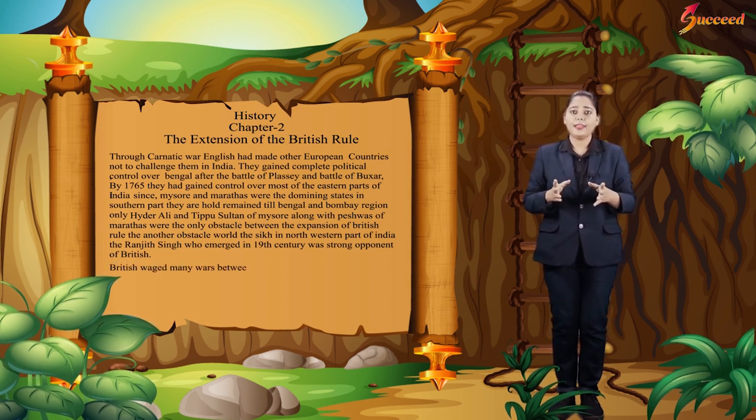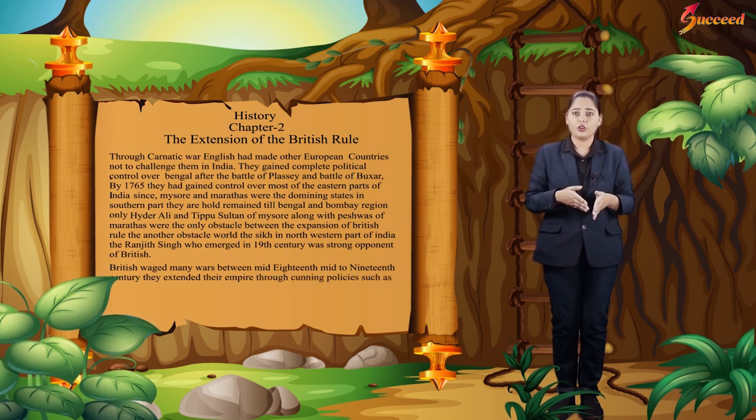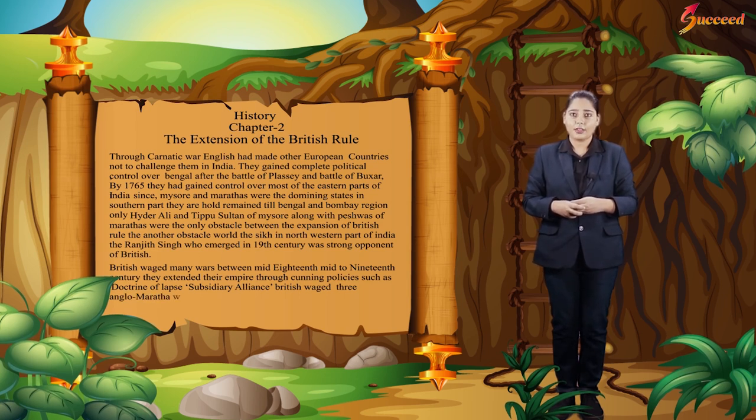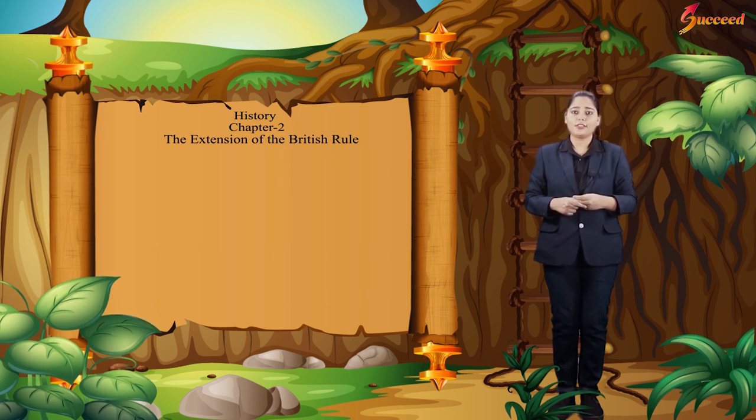The British waged many wars between the mid-18th and mid-19th century. They extended their empire through cunning policies such as the doctrine of lapse and subsidiary alliance. The British waged 3 Anglo-Maratha Wars, 4 Anglo-Mysore Wars and 2 Anglo-Sikh Wars. We will study the Anglo-Mysore Wars in the coming chapters. In this chapter, we are going to study the wars with the Marathas and Sikhs.